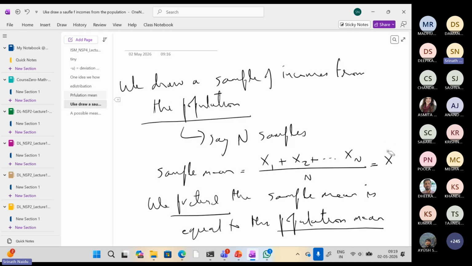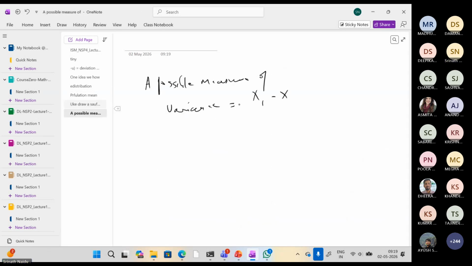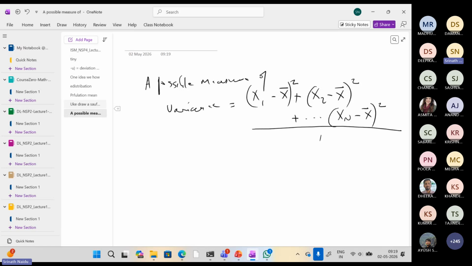This is the mu that I was talking about previously, but mu I'm going to use for the population mean. This is a sample mean, okay? So I have x1 minus x bar the whole squared plus x2 minus x bar the whole squared plus all the way up to xn minus x bar the whole squared, and I'm going to divide this guy by n. Okay, this looks like a natural formula. Okay, but it is flawed.